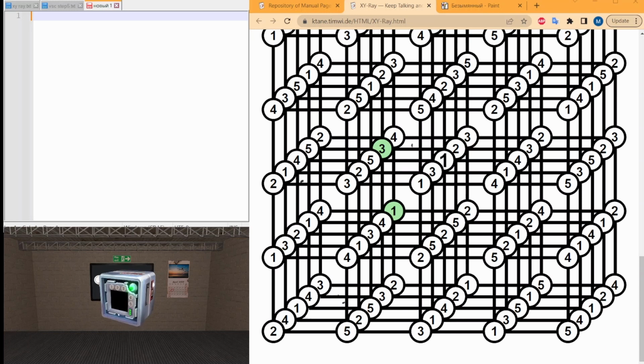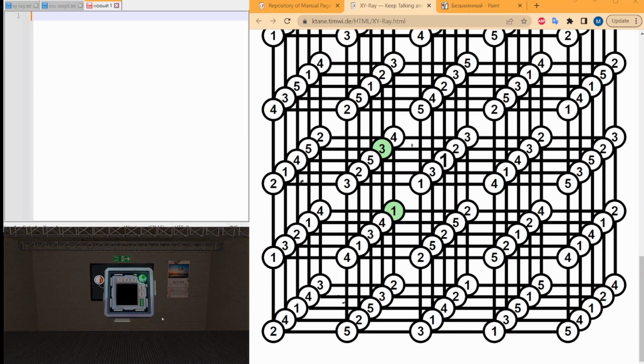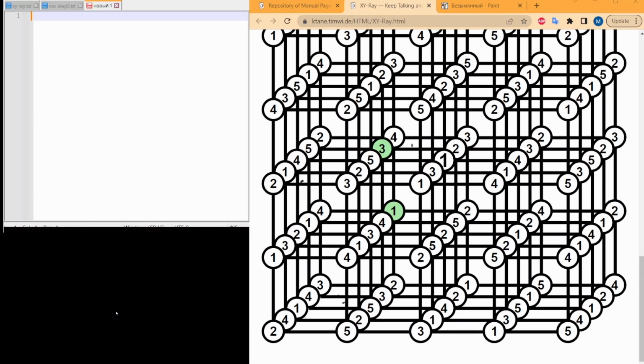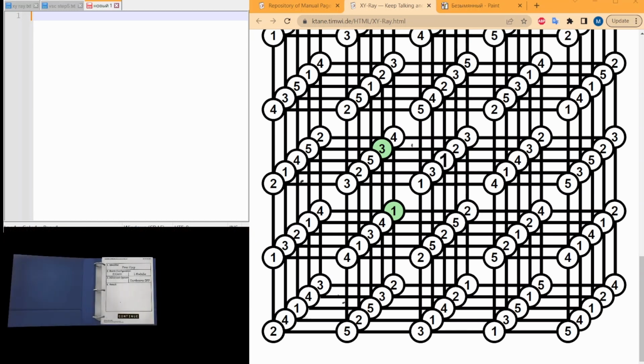Well, that's how you solve XY array. Well, how you want to solve XY array.